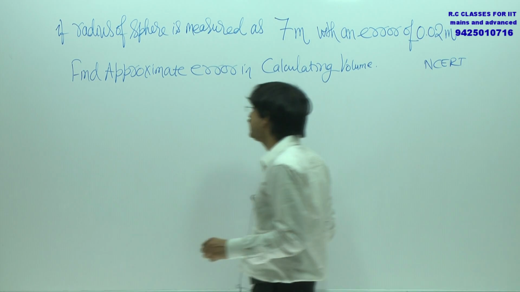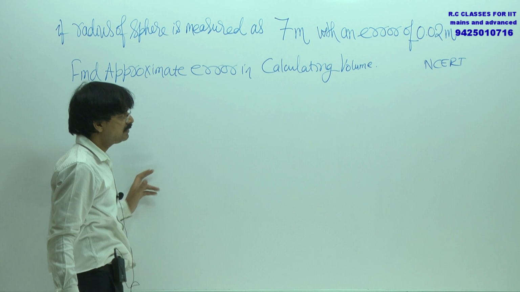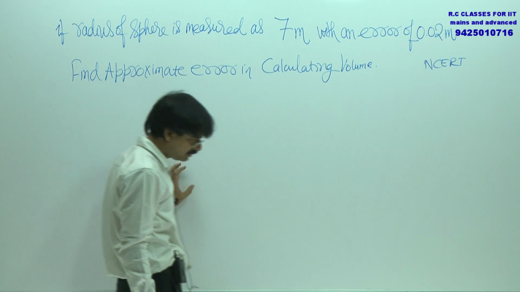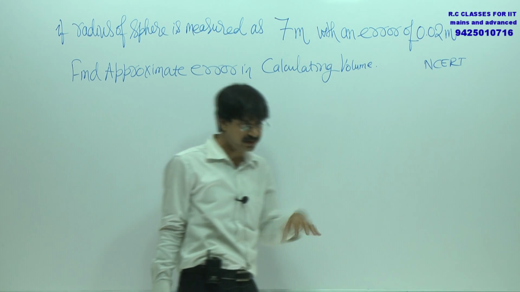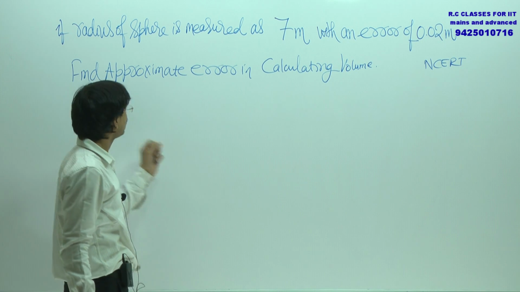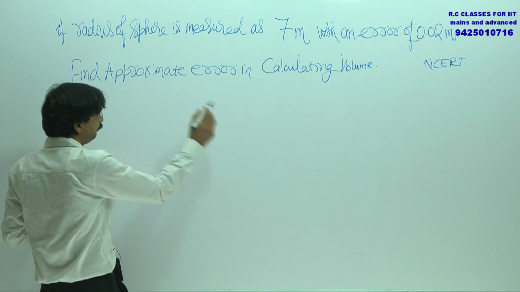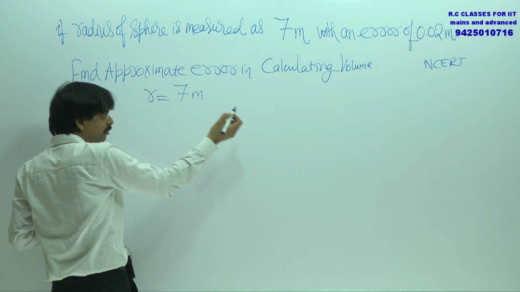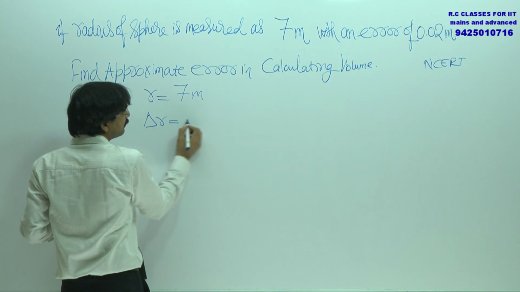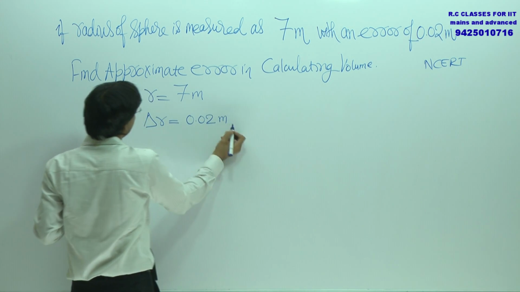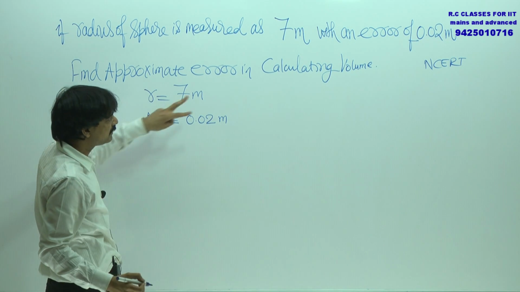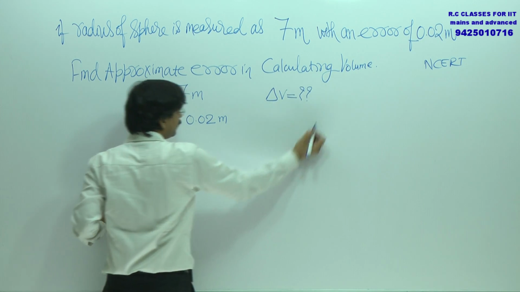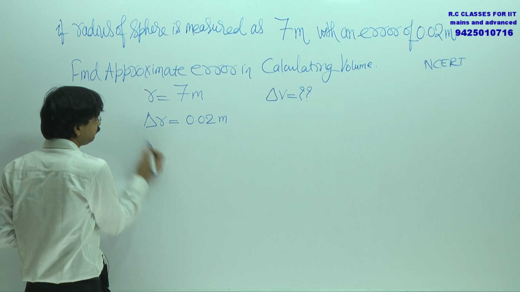Now the question is, if the radius of a sphere is measured as 7 meters with an error of 0.02 meters, find the approximate error in calculating the volume. There is an error in calculating the radius, so there is going to be an error in calculating the volume. So according to the given information, radius is 7 meters. There is an error of 0.02 meter, del r is 0.02 meters. An approximate error in calculating the volume means the requirement is del V.